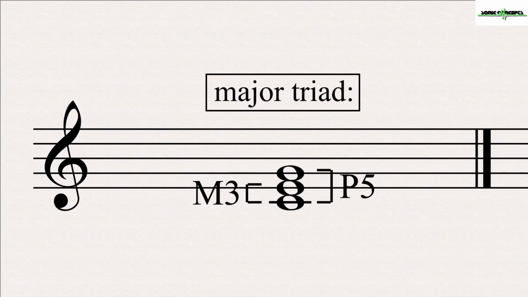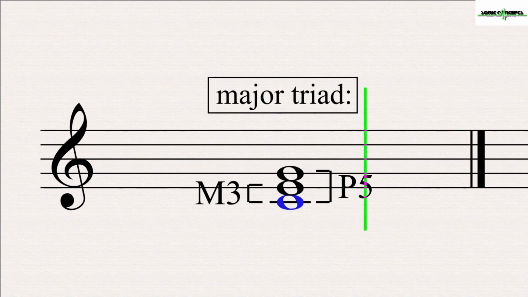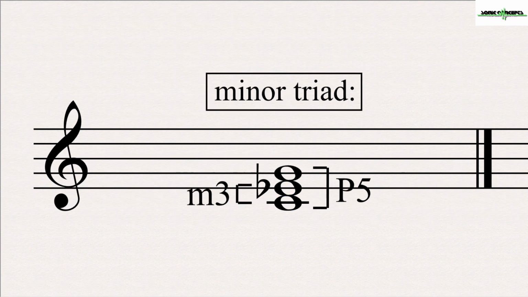The major triad consists of a major third and perfect fifth above the root. Let's hear how this sounds. The minor triad consists of a minor third and perfect fifth above the root. Here's how this one sounds.